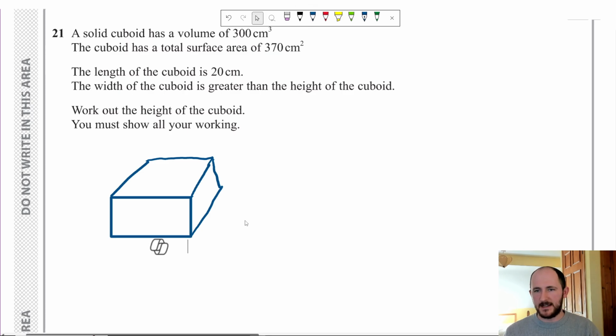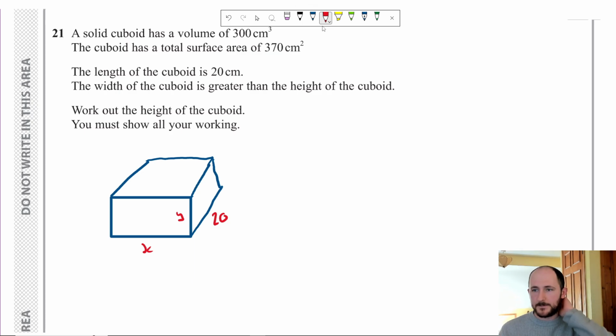Right, so it says the length. Now, it depends on what you want to consider the length. It really doesn't make a difference. Let's just say that's 20. And then the width and the height we don't know. Let's call them x and y. Now, we have to work out the height, so we have to work out y.